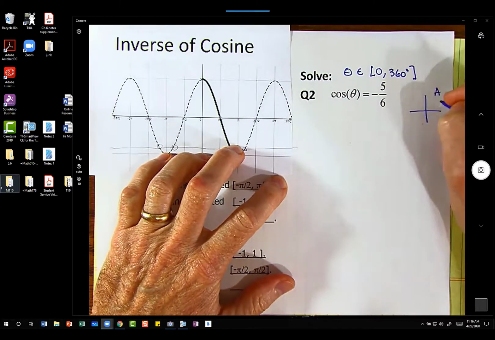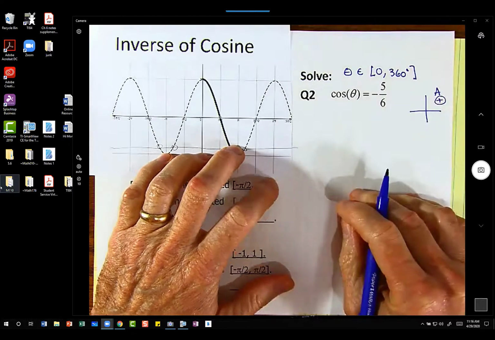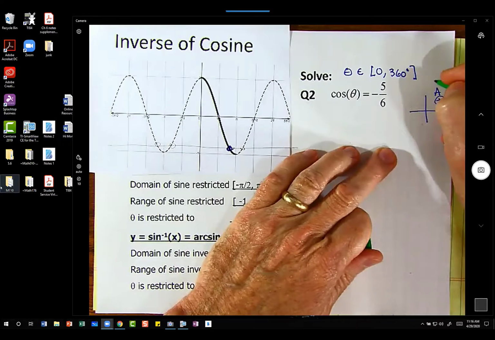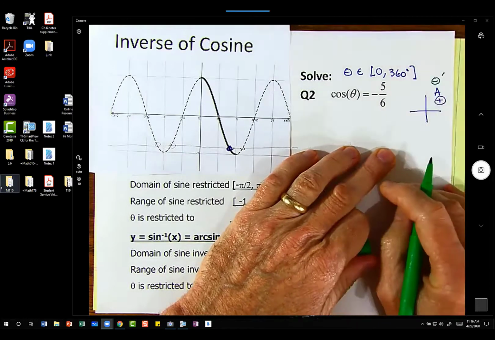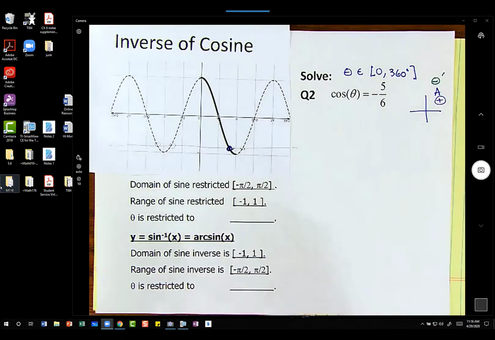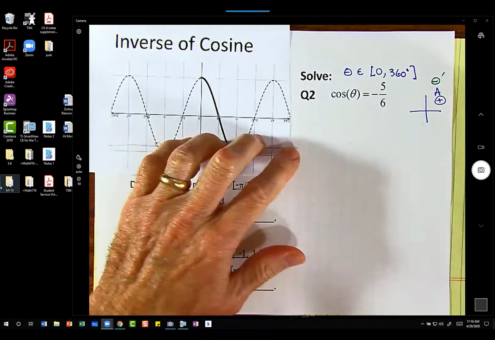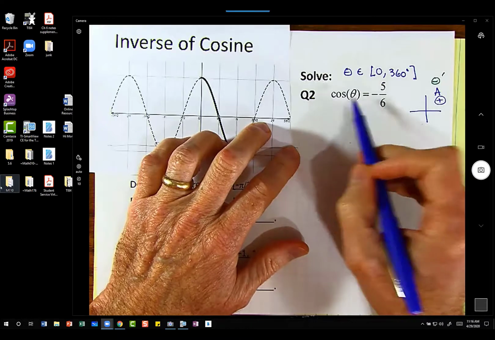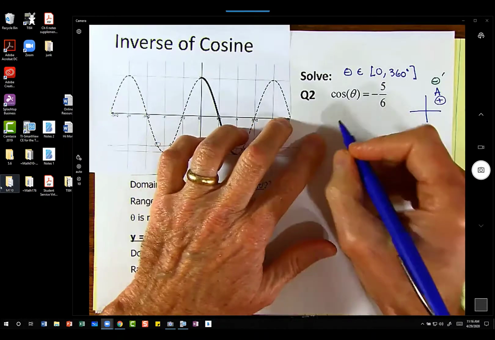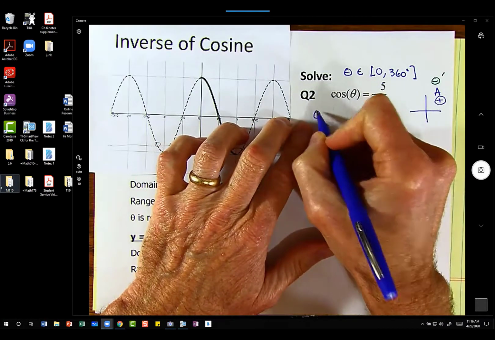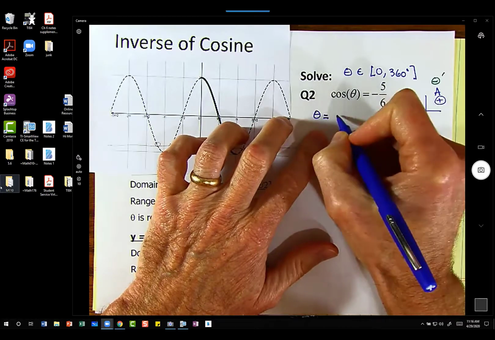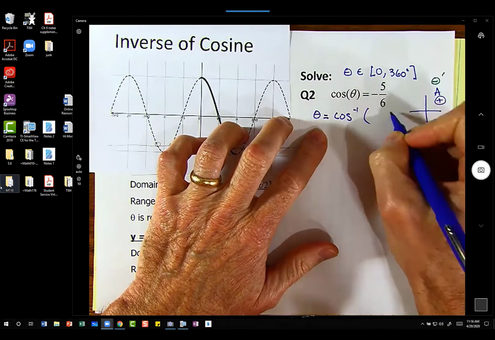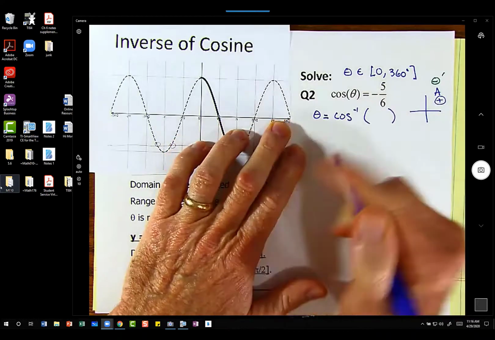They're all positive in quadrant 1. And when we find quadrant 1, we have the reference angle. So here's the trick. This takes a little bit of getting used to, but I want to find theta. So I'm going to get theta by itself. I'm going to do the inverse on both sides. So I'm going to take theta equals the cosine inverse of, now leave that blank for a moment.